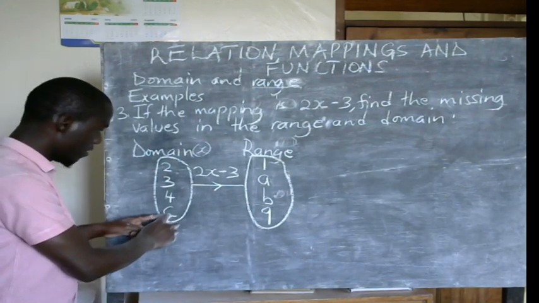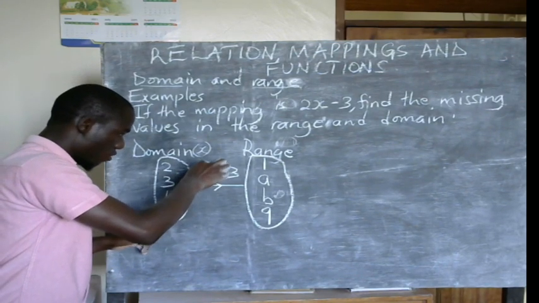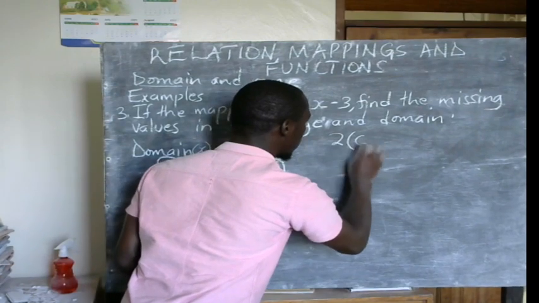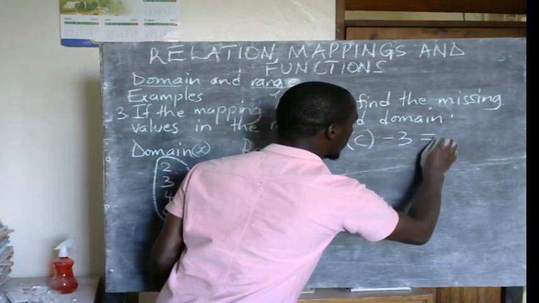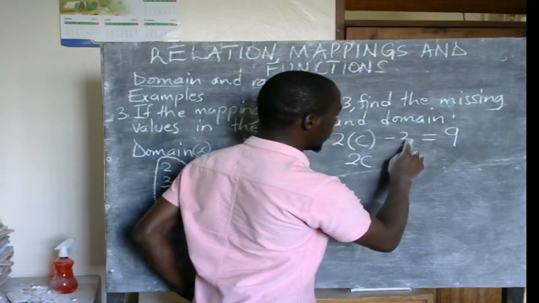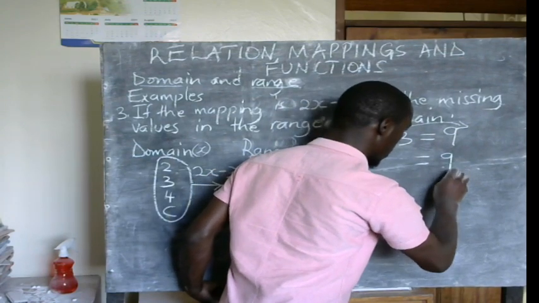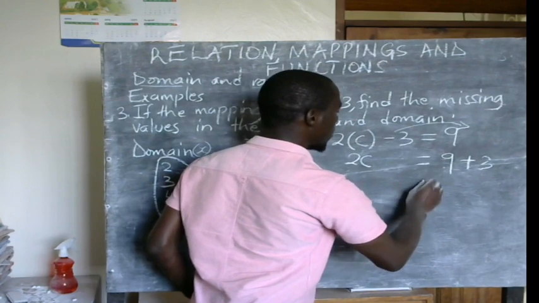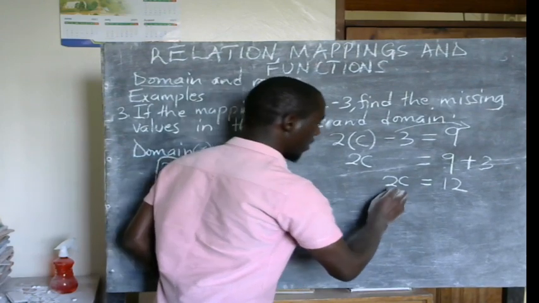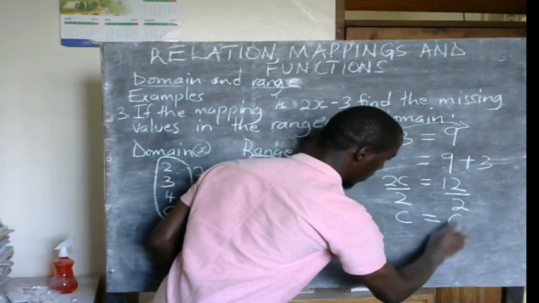So lastly, to find the value of c, when I substitute it there, I should be able to get 9. So this is 2 into the c minus 3 should get me a 9. When I multiply here, this is going to be 2c. This 3, when I take it the other side, is going to become a positive. So that's going to be 9 plus 3. When I add this side, this gives me 12. Then this one here is 2c. Then I divide both sides by 2 to get the value of c as 6.